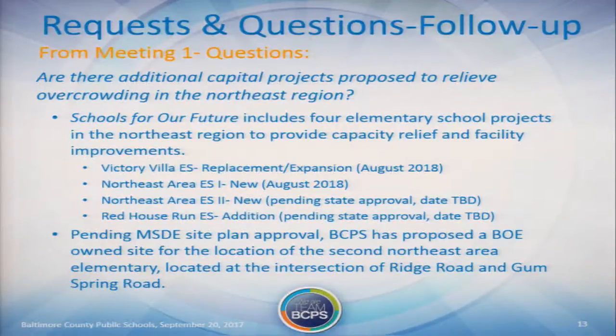Victory Villa Elementary is one of them, and the boundary study has been completed for that. The Northeast Area Elementary School 1, which is the one that we are focusing on right now, is part of this. There's another Northeast Area Elementary School that is still pending state approval and dates to be determined. That is down south of the study area, somewhere around Ridge Road. I think that the district owns some property down there. So there is some expectation that it's going to help provide further relief to the study area, particularly schools on the southern part of this region.